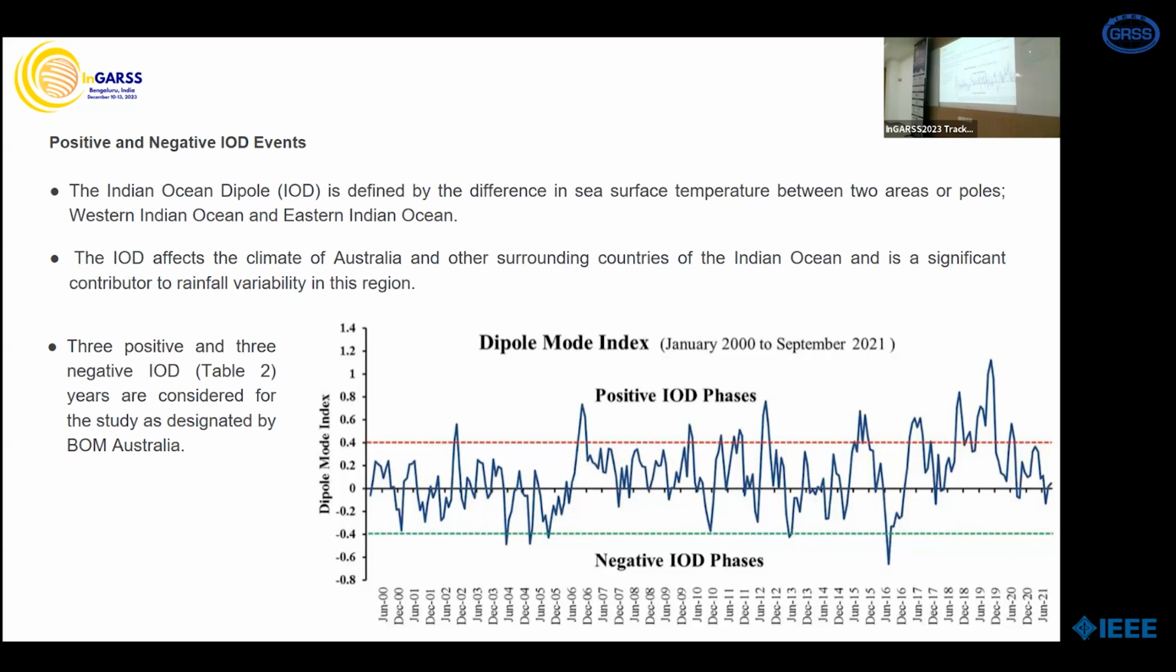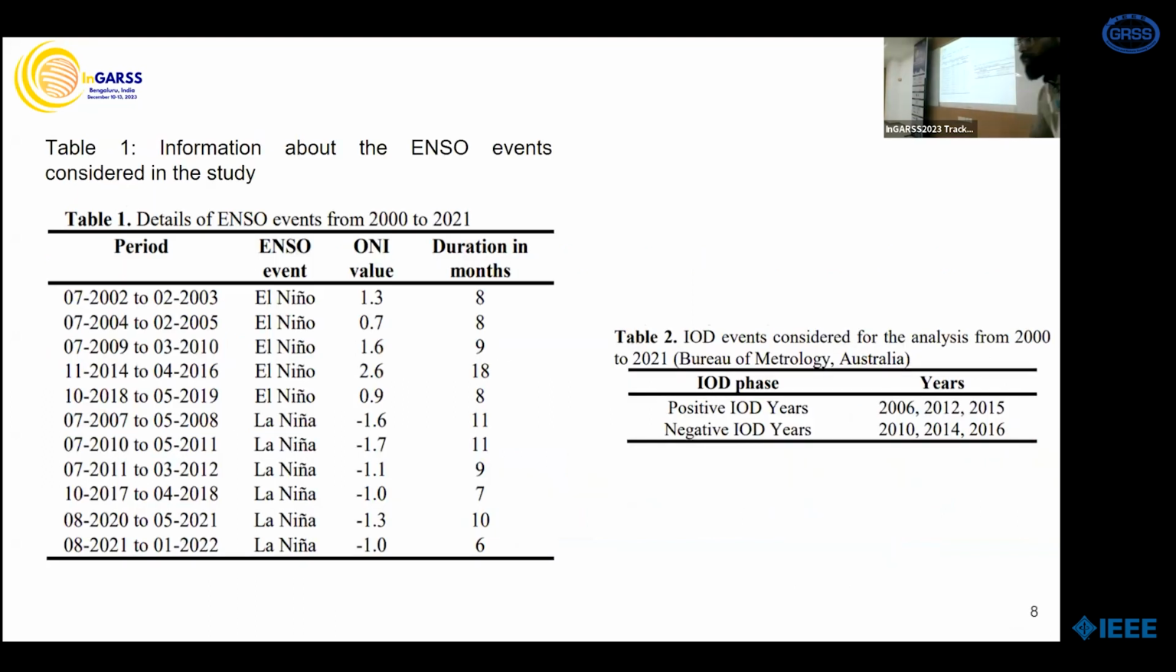Suppose there is a DMI value which is more than 0.4, then that will be known as a positive IOD event. And if it is opposite, if it is less than minus 0.4, then that will be known as a negative IOD phase. As the study is event based, the events are calculated based on the ONI values and DMI values. Suppose in the ONI values in the case of ENSO, from July 2002 to February 2003, for a continuous period, the ONI value is more than 0.5. So that will be considered as an El Nino event. These are the events which are considered for the analysis.